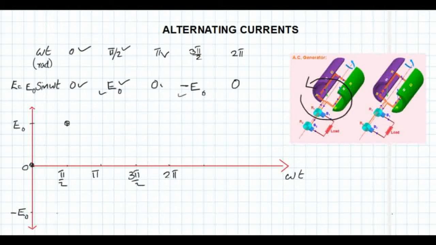Next, omega t is equal to pi. When omega t is equal to pi, the value of E is equal to 0. So this is 0. Next, omega t is equal to 3 pi by 2. When omega t is equal to 3 pi by 2, the value of E is minus E0. So we may mark it here. It is minus E0. And finally, the value of omega t is equal to 2 pi. And for 2 pi, the value of E is equal to 0. So these are the different points. Right? Now, we may join all these dots.